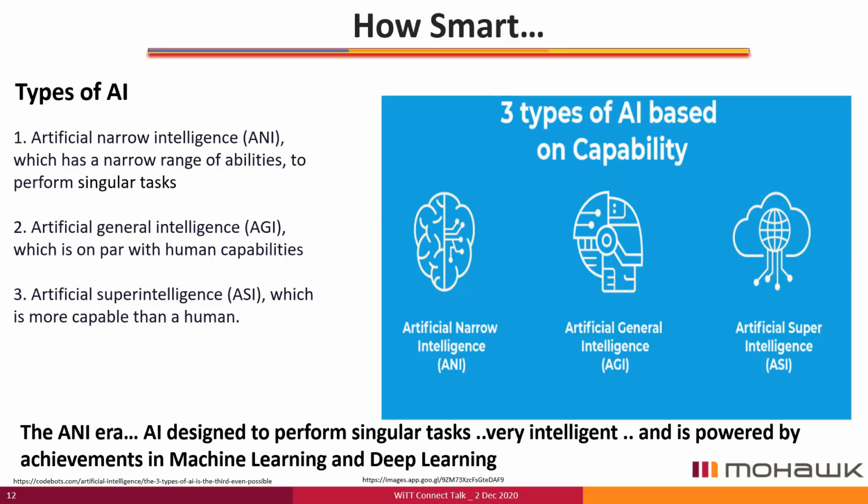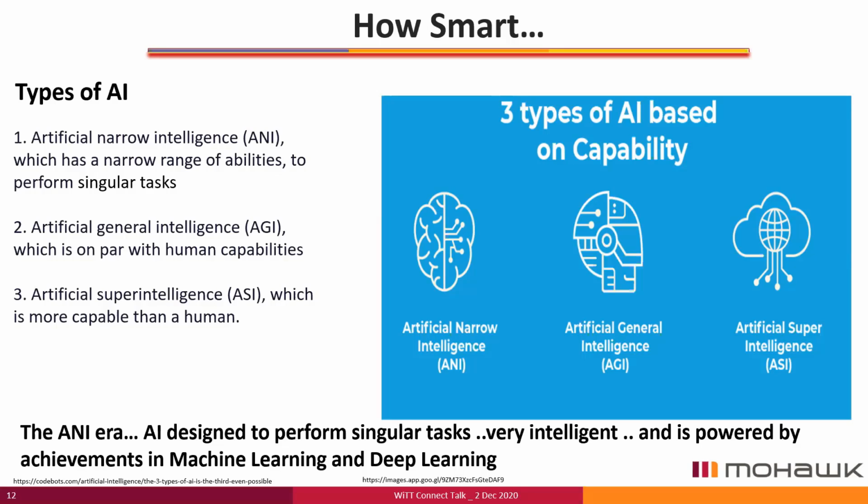ASI, the super intelligence, is very far off, and I think it's still hypothetical. It is something beyond humans, where machines become self-aware and perform or exceed beyond humans. We are not there yet at all. We are not even there in the AGI state, but this is basically how AI is classified.